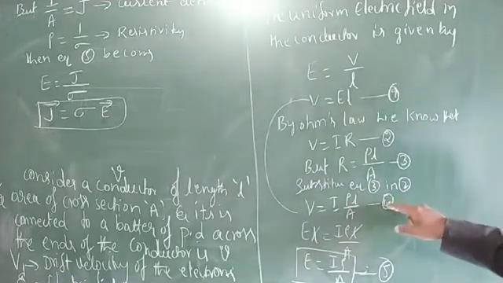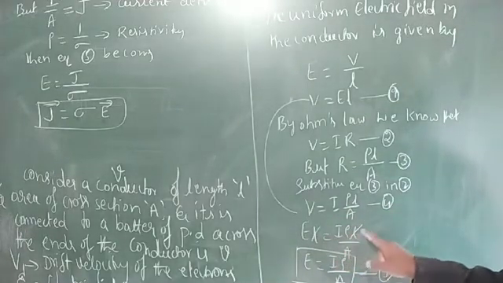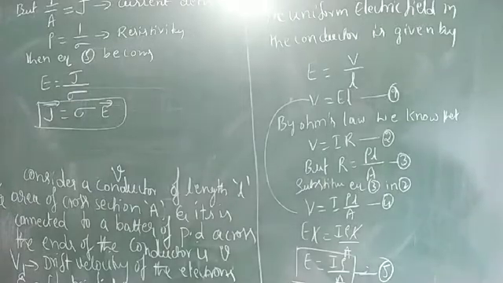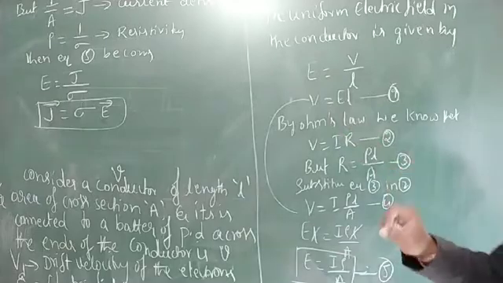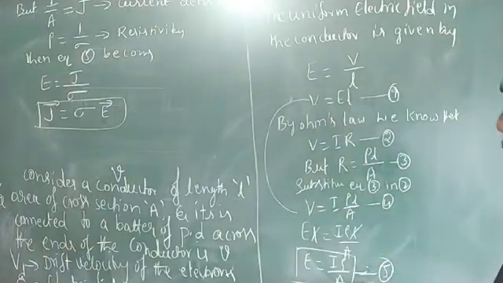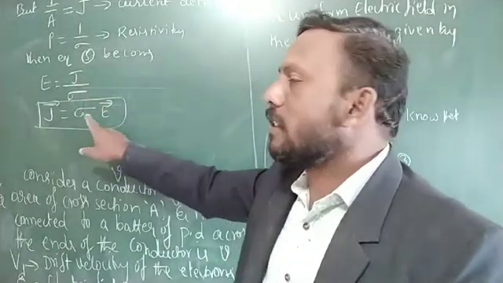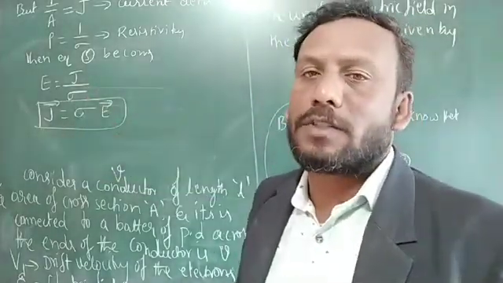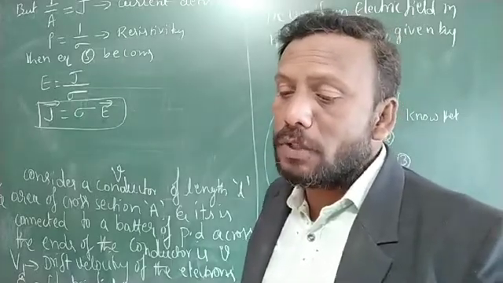Equate equation number 1 and 4, we get EL is equal to I rho L divided by A. L cancels on both sides. The remaining terms are E is equal to I rho divided by A. I divided by A is what? Current density, and rho is 1 over sigma. Then equation 5 becomes E is equal to J divided by sigma. J is equal to sigma E. This is the expression. After that, they ask where the symbols have their usual meaning.